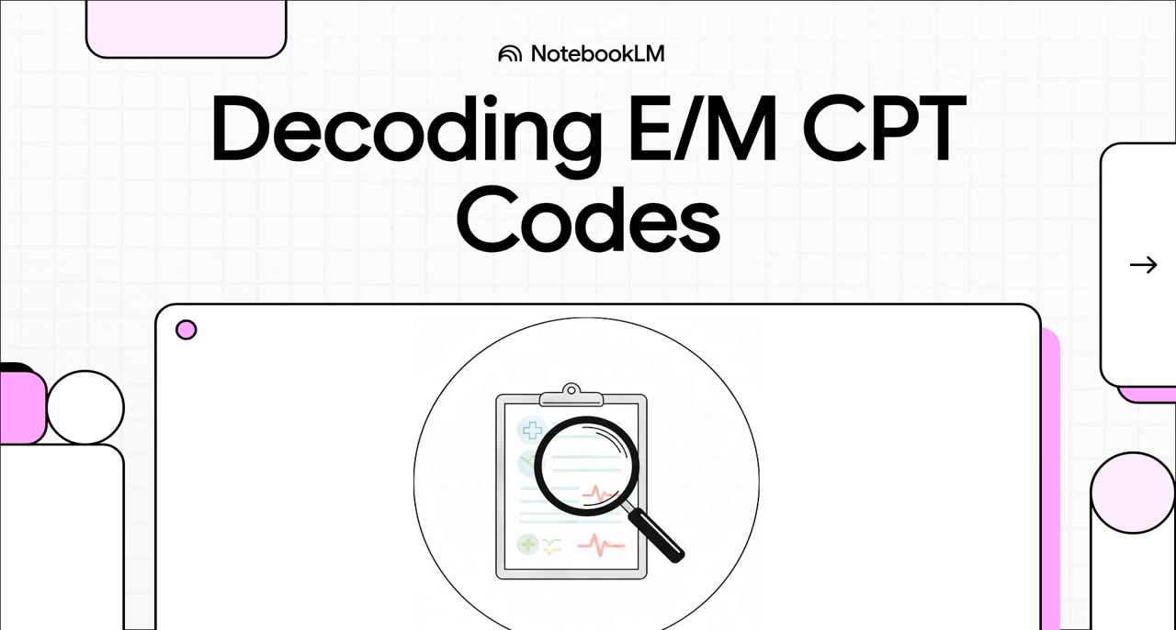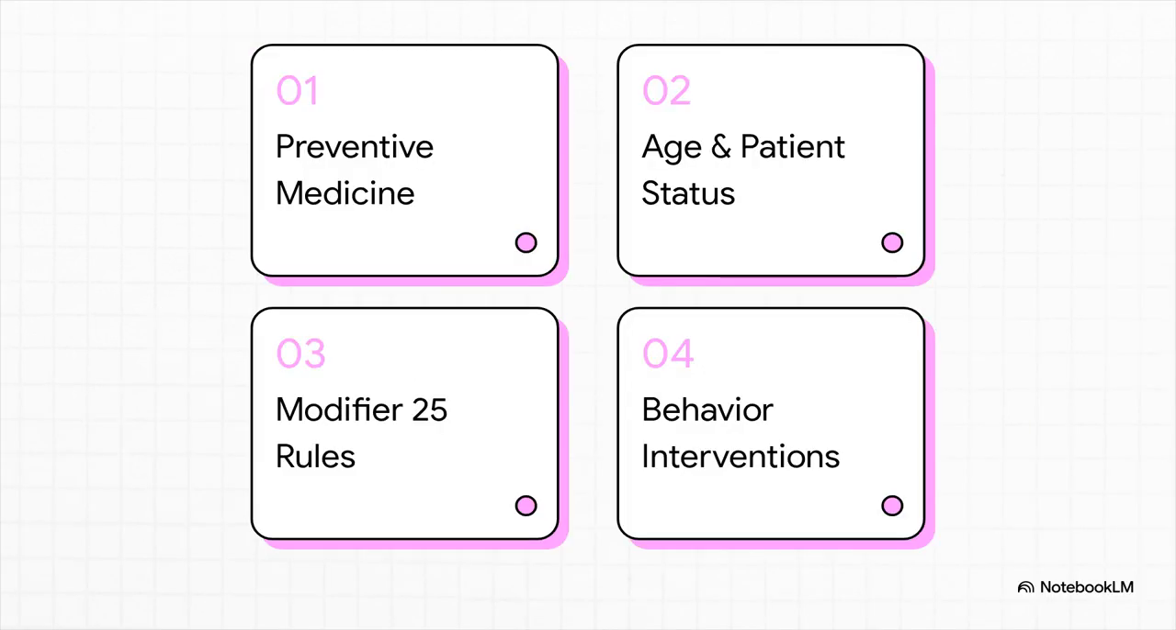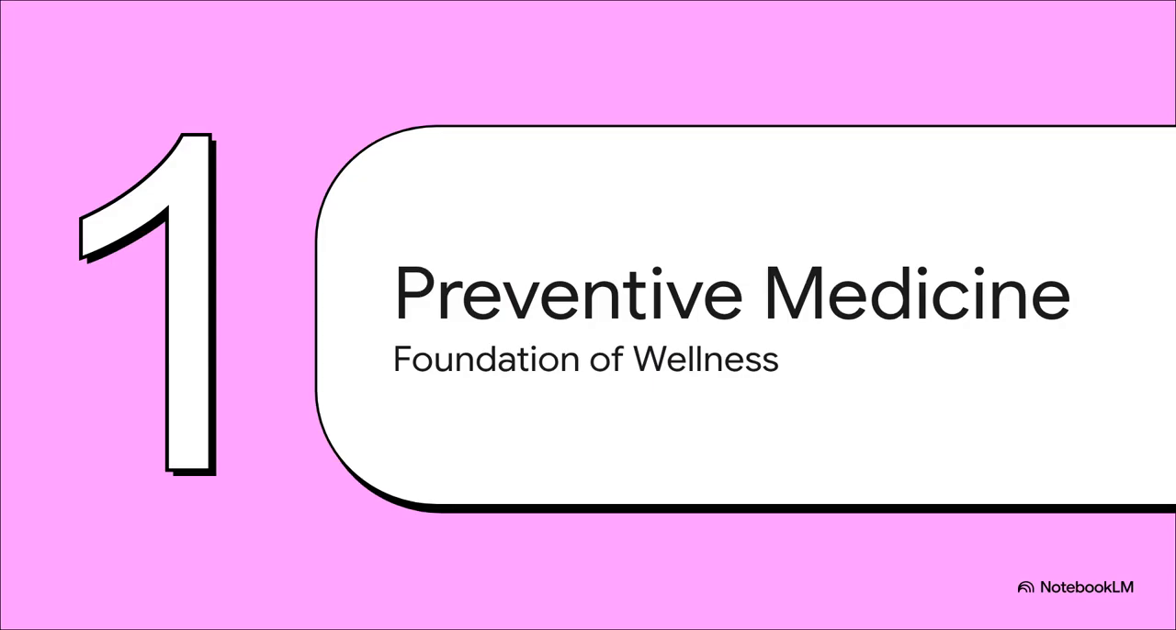of these wellness visits. Here is our agenda for this explainer. First, defining preventive medicine, then age and patient status, followed by navigating Modifier 25 rules, and we'll wrap up with behavior change interventions. All right, let's jump straight into Section 1, defining preventative medicine, the foundation of wellness codes.